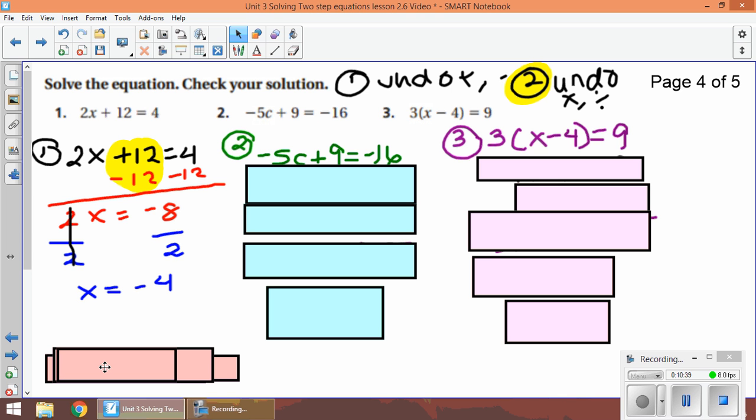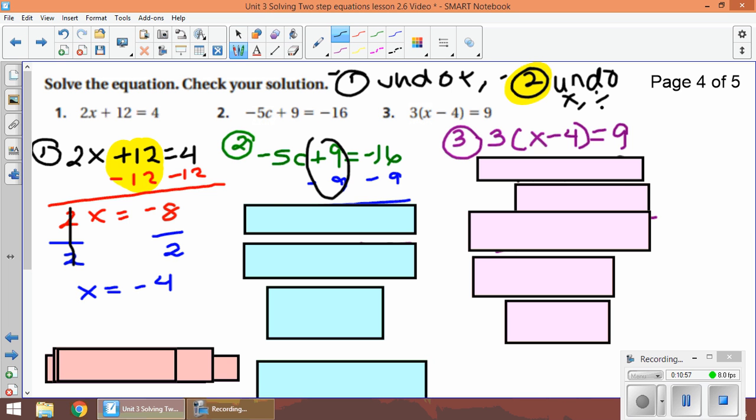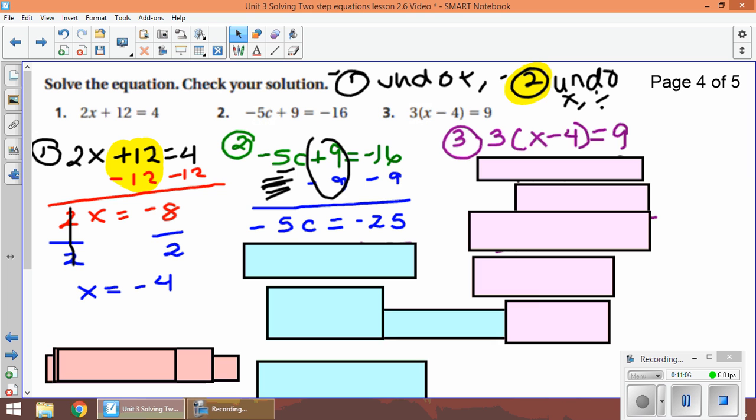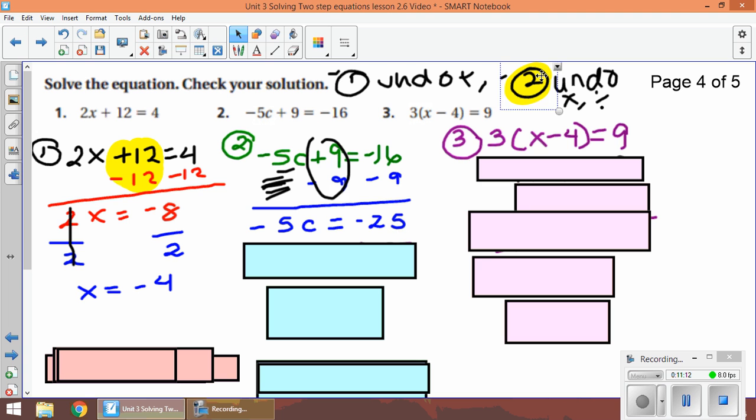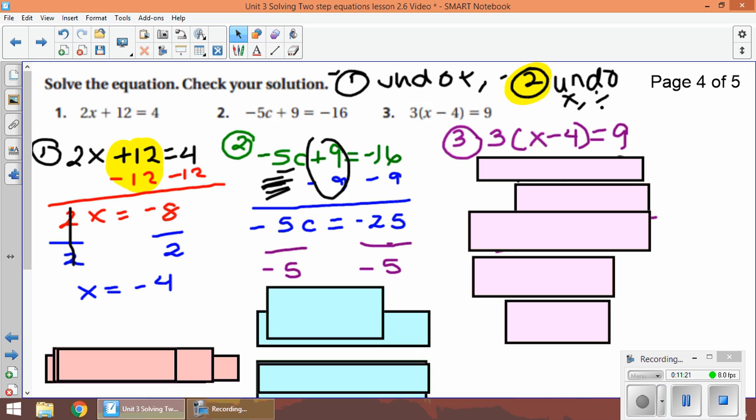Number 2, so I see negative 5 times c plus 9. Since there's two operations, I'm going to undo my addition and subtraction first. So I'm going to subtract 9 from both sides. These cancel out, leaving me with negative 5c is equal to negative 16 minus 9. So that's negative 5c is equal to negative 25. Now I go to step 2 here, and I'm going to undo this multiplication. So the inverse of timesing c by negative 5 is dividing by negative 5.